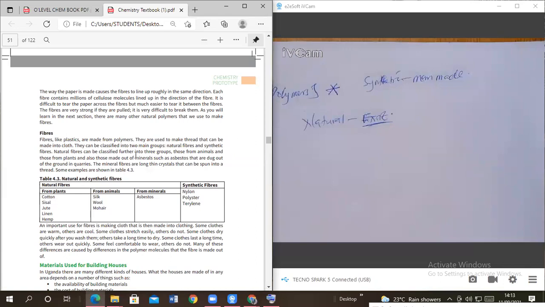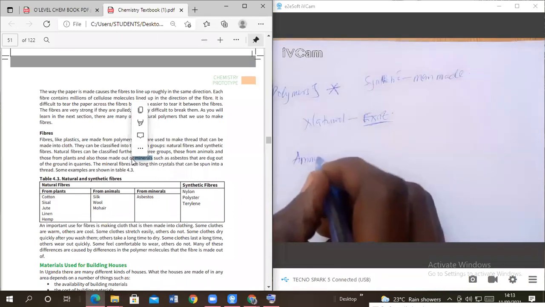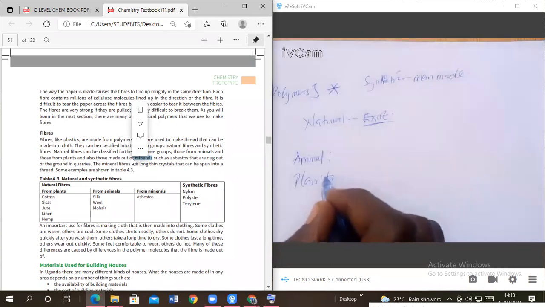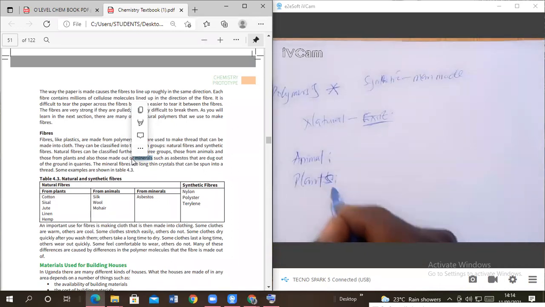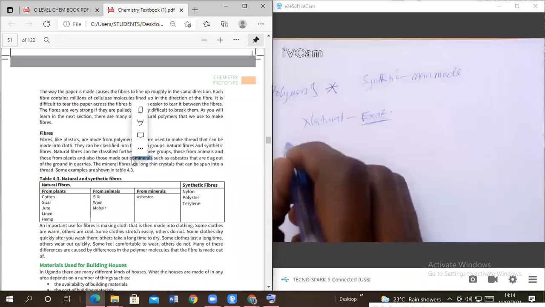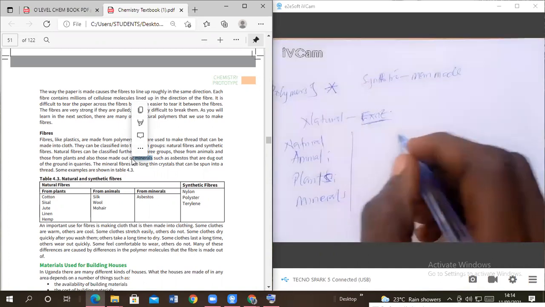So natural fibers can be classified further into three groups. The first group is from animals. The second one is from plants. And the third one is from minerals. So we have animal, plants, and minerals. These are natural, isn't it? Then synthetic.